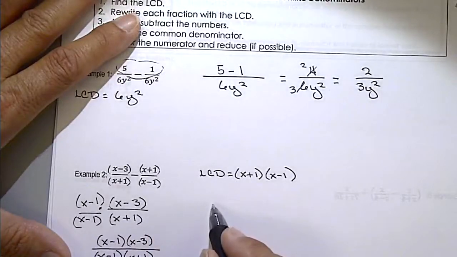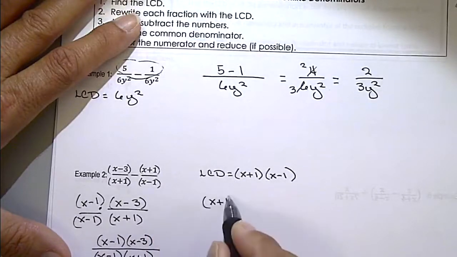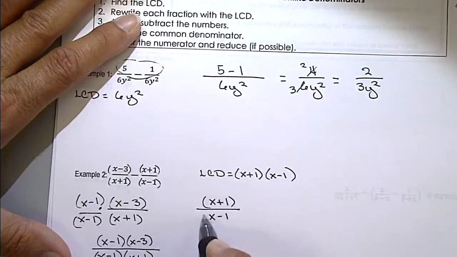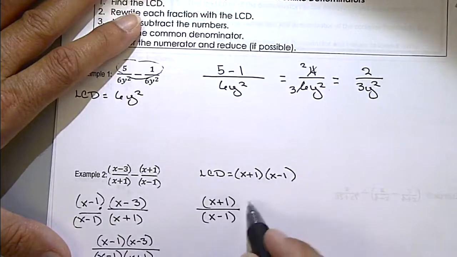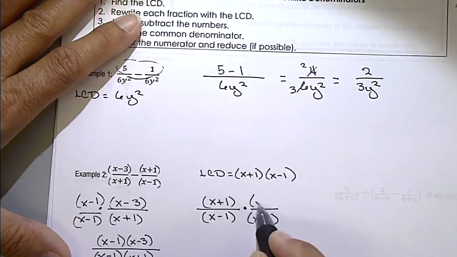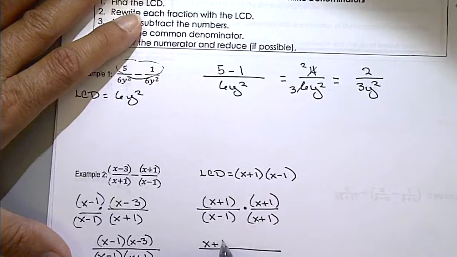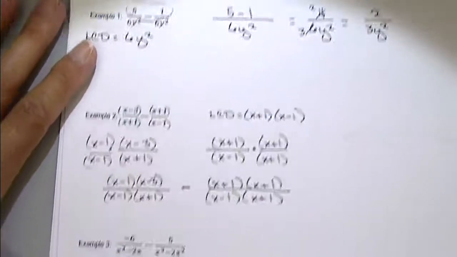Let's look at our second fraction, x plus 1 over x minus 1. How do I get it to be my LCD of x plus 1 times x minus 1? Well, this time I'm going to have to multiply that denominator times x plus 1. So I have to multiply the numerator times the same thing. So what I have down here is going to be x plus 1 times x plus 1 over x minus 1 times x plus 1. Remember? Now let's put them back together. There was a subtraction sign in between, right?